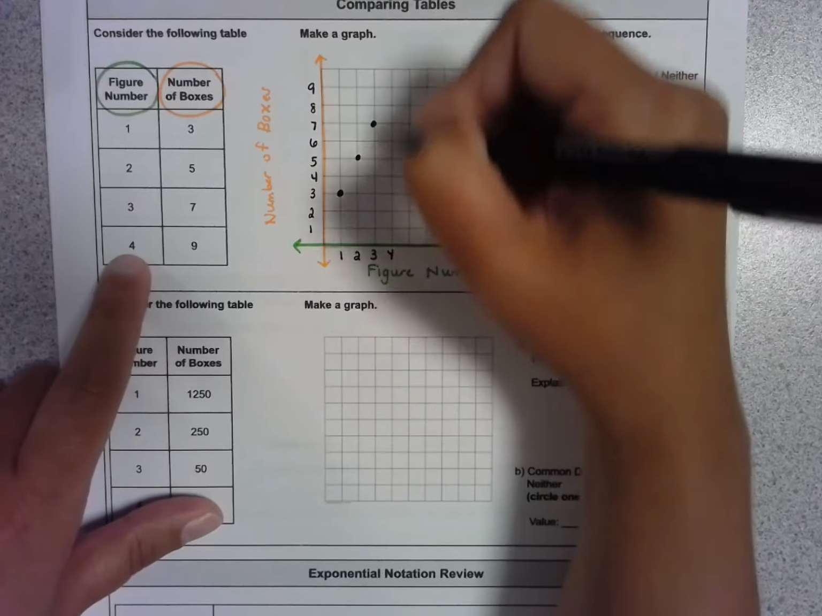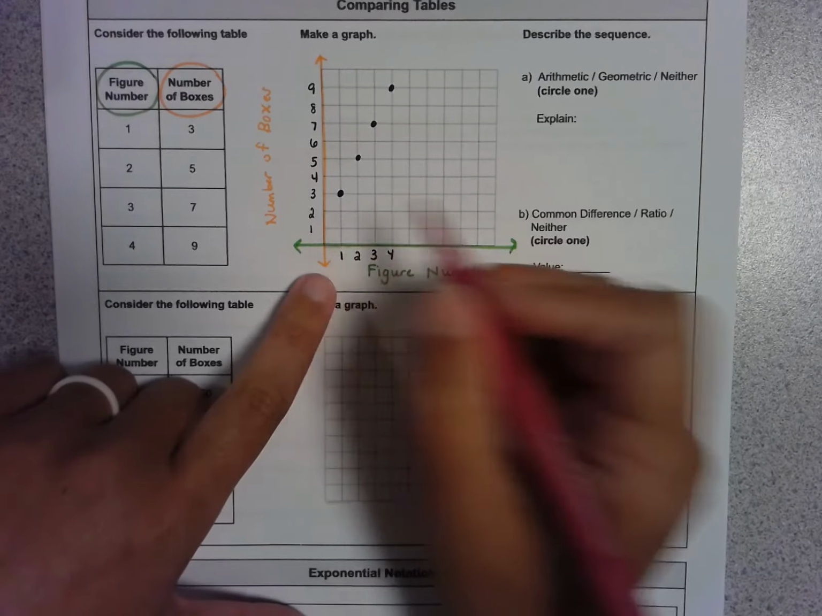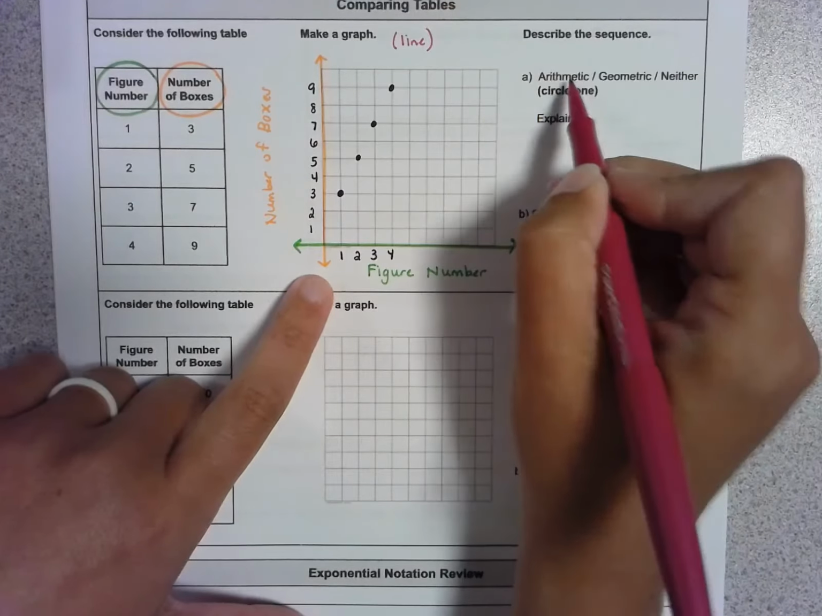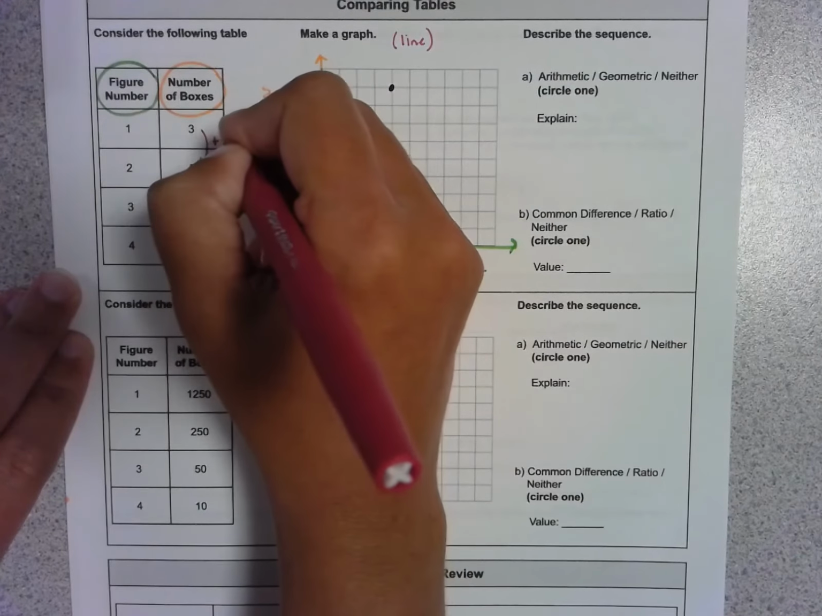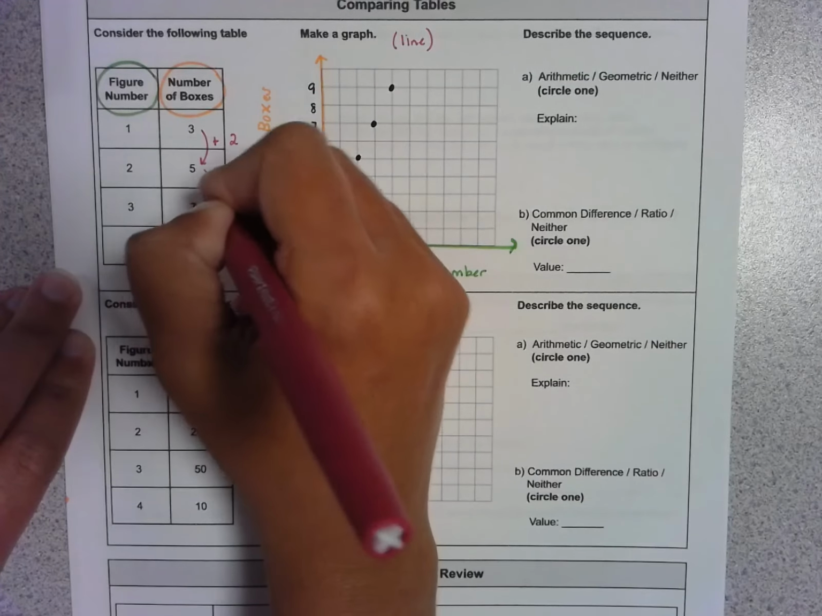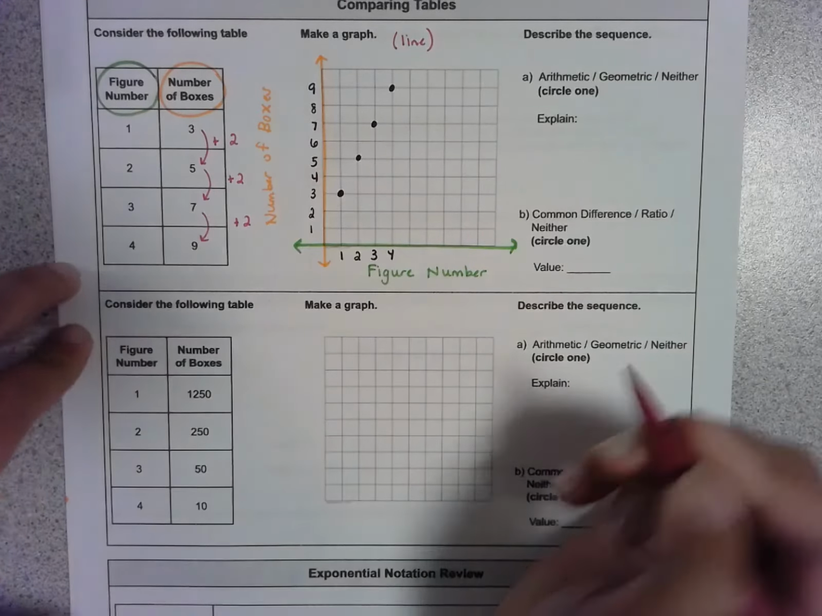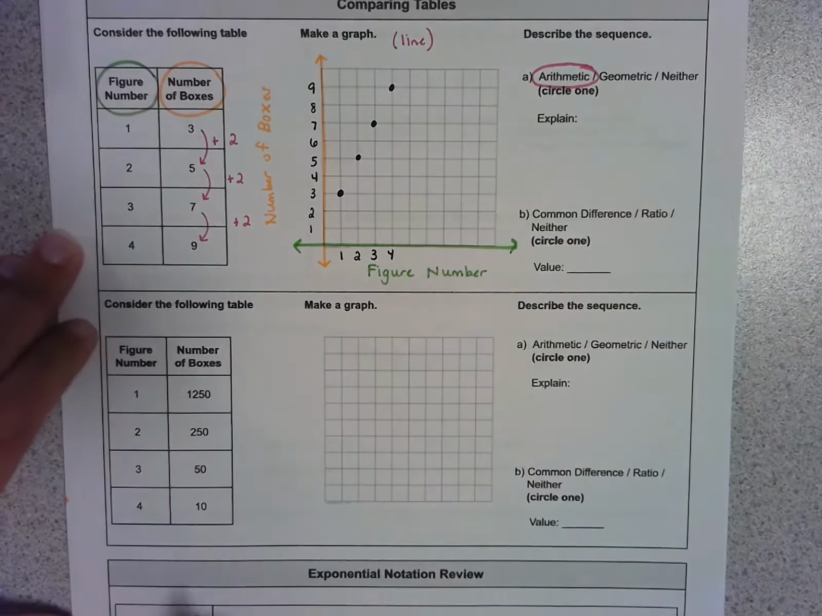And when the x is 4, the y is 9. Now, right away here, I can see a couple different ways to decide if this is an arithmetic or a geometric sequence. The first thing that I'm noticing is that this graph looks like a line, which tells me that this is an arithmetic sequence. The second thing that I'm noticing is that my pattern in my table is that I'm adding 2 each time. So because I'm adding 2, that's an addition pattern that's consistent. I'm going to use arithmetic to describe this sequence.